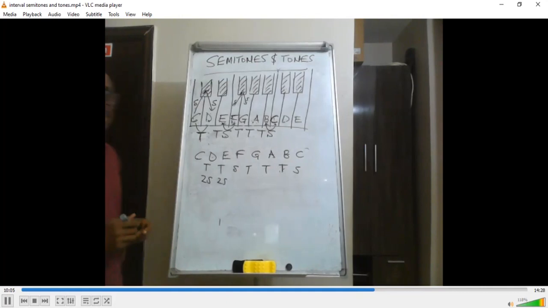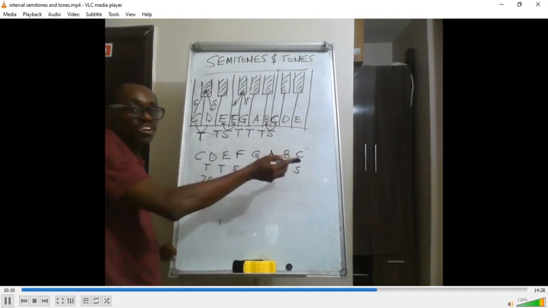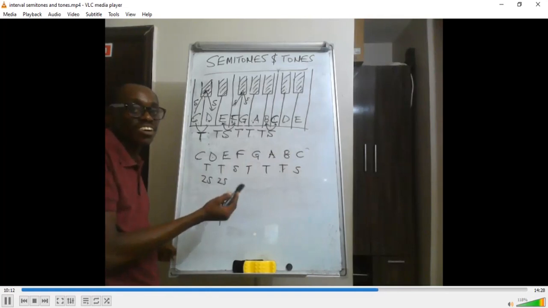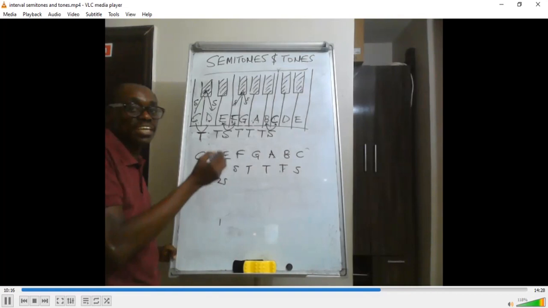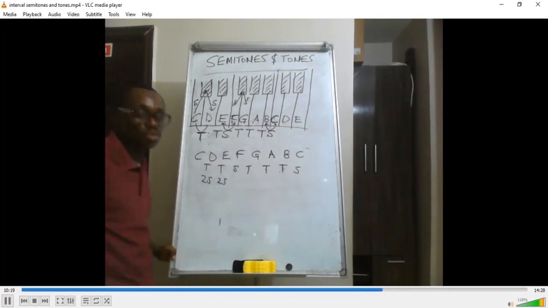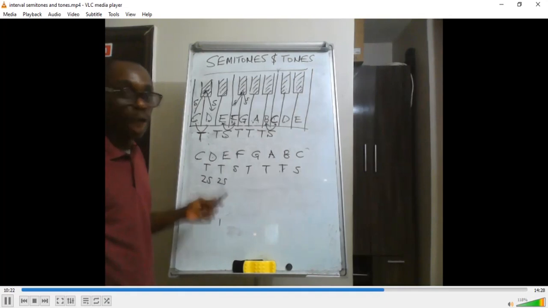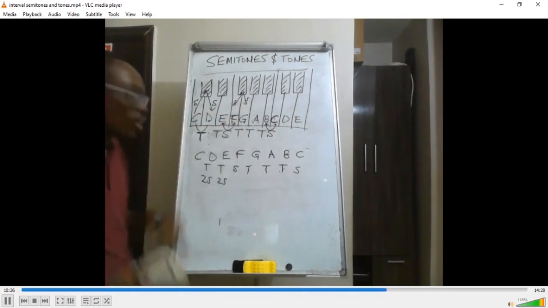Okay, so this is actually the key of C major, although we've not gotten to that level right now. This is the key of C major, the basic key, which is tone, tone, semitone, tone, tone, tone, semitone. But I was saying that I will relate this movement to a staircase or a ladder.